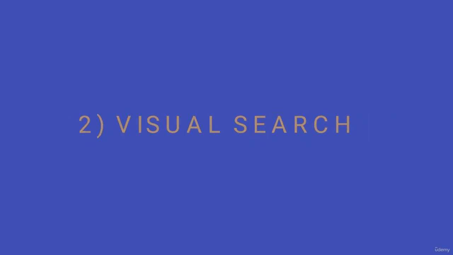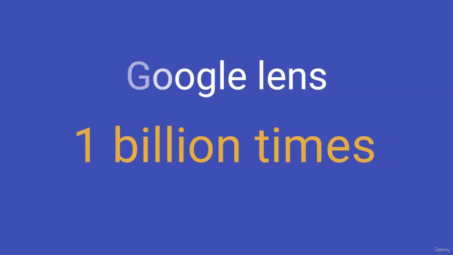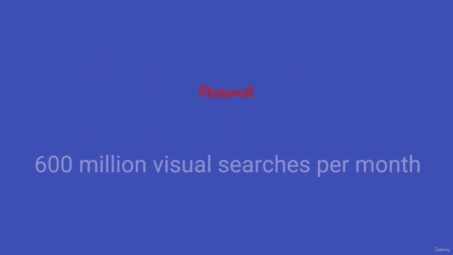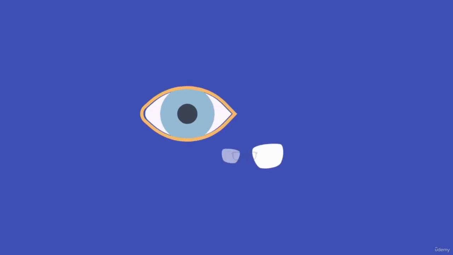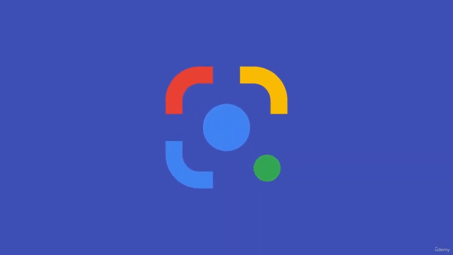To put this into perspective, Google Lens has already been used 1 billion times. Pinterest gets 600 million visual searches per month. 36% of American consumers have already used visual search. Even though visual search technology is still at an early phase, it works really well. You can test it out by scanning the stuff in your room with Google Lens. You'll probably find that it can identify pretty much everything. Google Lens can identify 1 billion objects, and that number is growing every day.